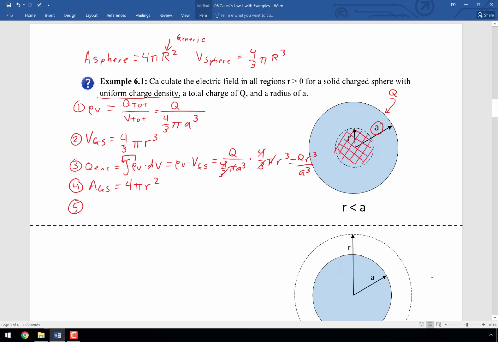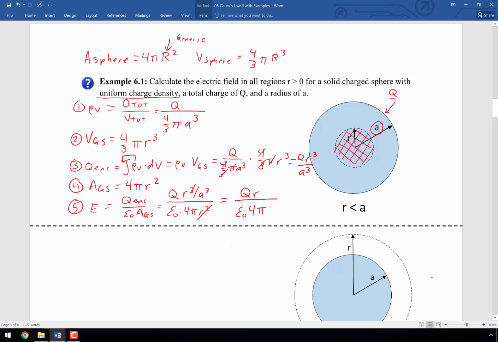And then step 5, I'm going to calculate the electric field, which is equal to the enclosed charge divided by epsilon 0 times the area of the Gaussian surface, which is, we have q r cubed divided by a cubed, and then that whole thing divided by epsilon 0 times 4 pi r squared. The r squared is going to cancel with 2 of the 3 r's in the numerator, and I'm left with q times r divided by epsilon 0 times 4 pi a.